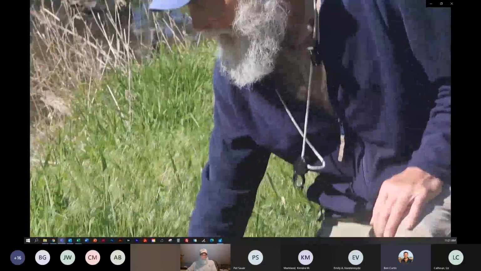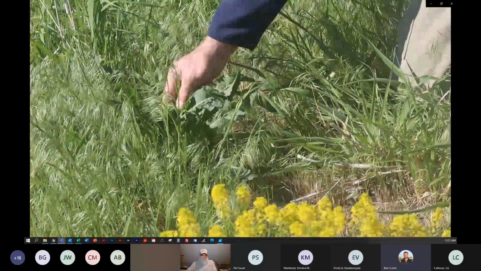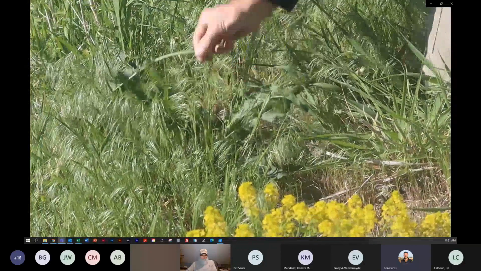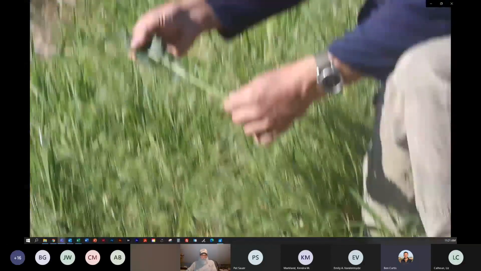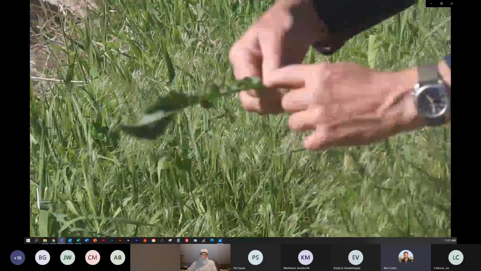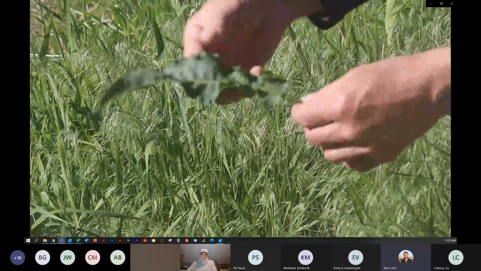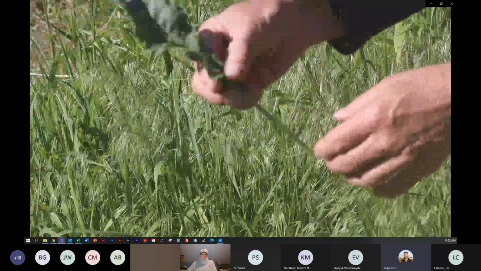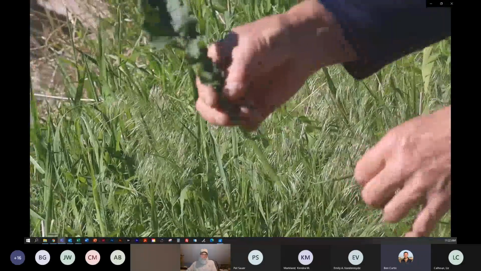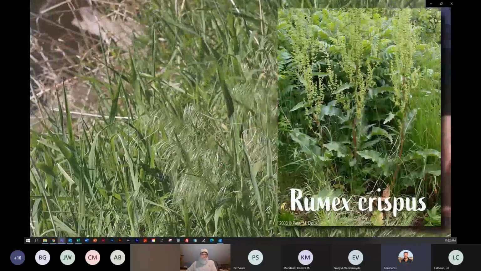It's a real common species that we find usually in a little bit damper soils. You can see the leaves here. I'll go ahead and just pull one leaf up. It has these very long basal leaves, curly, kind of wavy margins along the edge of the leaf here. Many of you probably know this. This is curly dock, Rumex crispus, in the smartweed family.